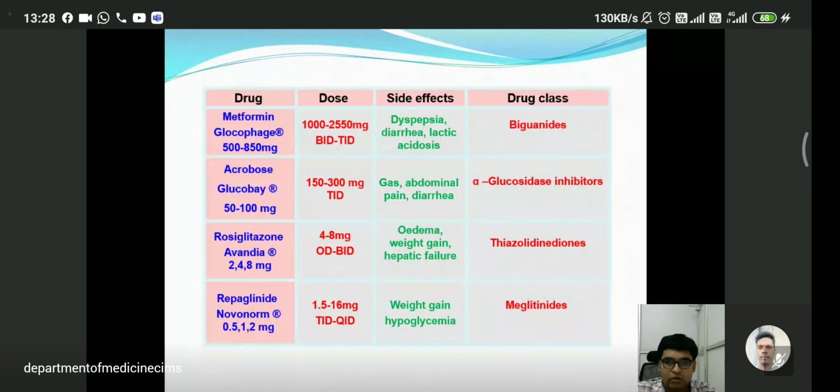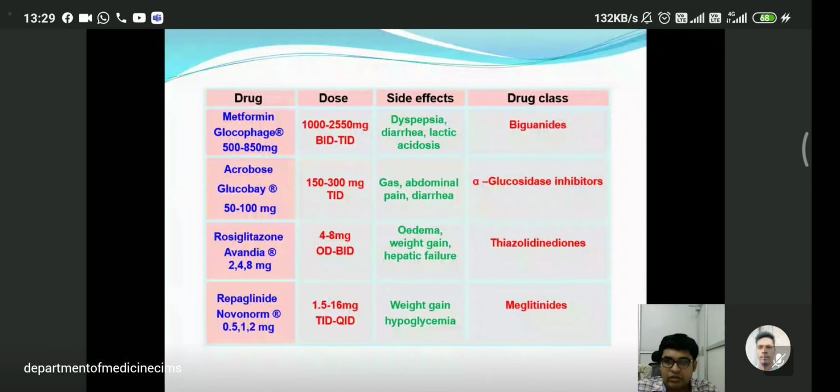Second drug class is alpha glucosidase inhibitor. As I have told already, its drugs come like acarbose. I think there is a spelling mistake in this slide, but you can check it. It inhibits the breakdown of carbohydrate to glucose. So more carbohydrate is present in your intestine, and it will lead to fermentation and formation of gas. So there will be gas production, abdominal pain, and diarrhea. These are the side effects of alpha glucosidase inhibitors.